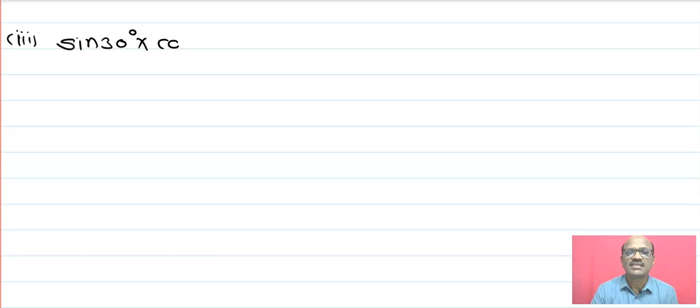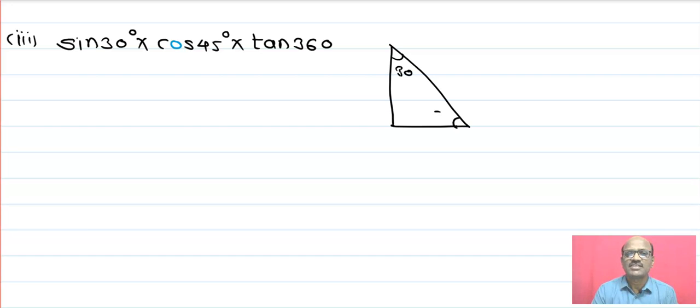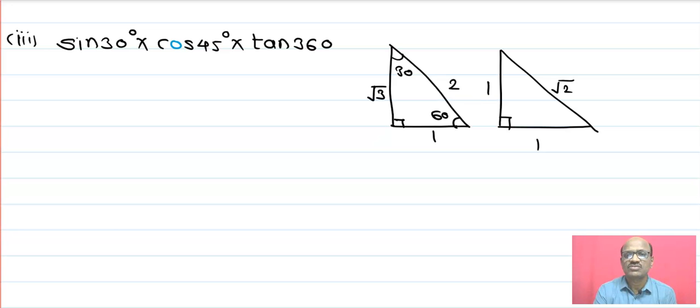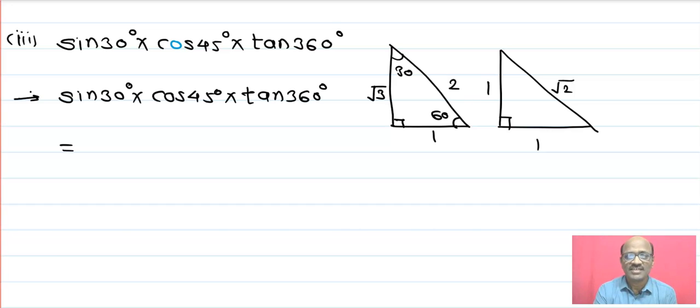sin 30 into cos of 45 into tan of 360, again by using the 30, 60, 90 triangle, the side opposite to angle 30 is 1, hypotenuse 2, opposite 60 is root 3, and 1, 1, root 2. Therefore, we can substitute the value sin 30 into cos of 45 into tan of 360. Our main job is to find out the value of tan of 360, which is the quadrantal angle, that is 1 upon 2 into 1 upon root 2 and tan of 360.